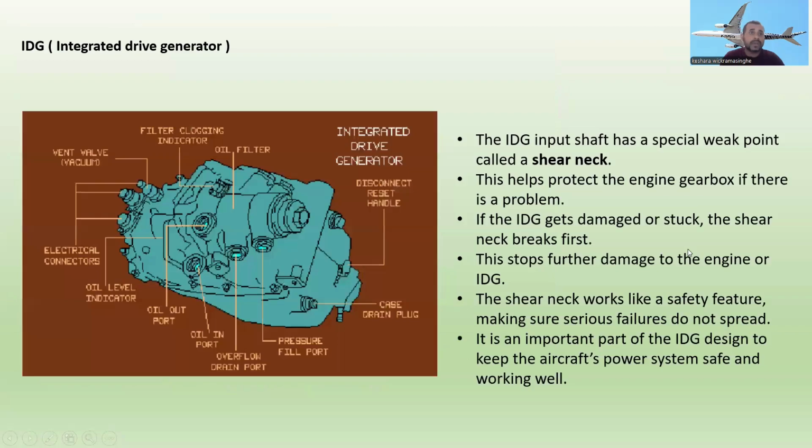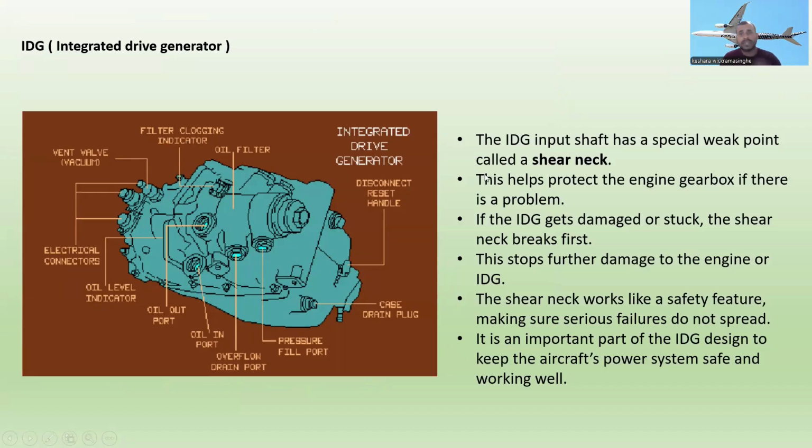Let's go to the first one, the IDG drive generator. This is the IDG drive generator. You can see here the oil filter, and here is the pressure port, filter port, overflow drain port, oil in port and oil out port. This is the oil level indicator, and the electrical connections are here, along with the vent valve, vacuum, and filter clogging indication.